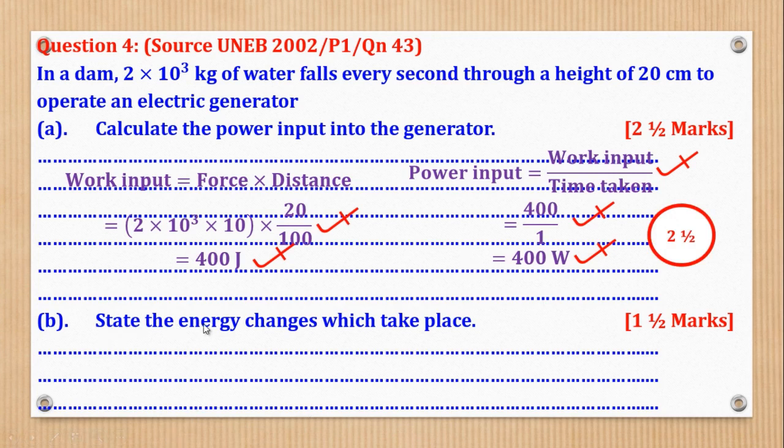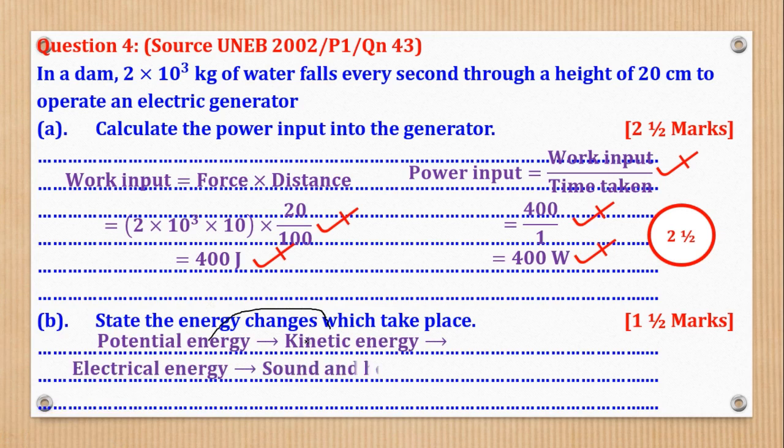Part B says that state the energy changes which take place. So first of all, potential energy changes to kinetic energy, and kinetic energy changes to electrical energy, then electrical energy changes to sound and heat energy. So half a mark for changing from potential energy to kinetic energy, half a mark from kinetic energy to electrical energy, another half a mark for changing from electrical energy to sound and heat energy. So basically that's how 1.5 marks could be got in that part.